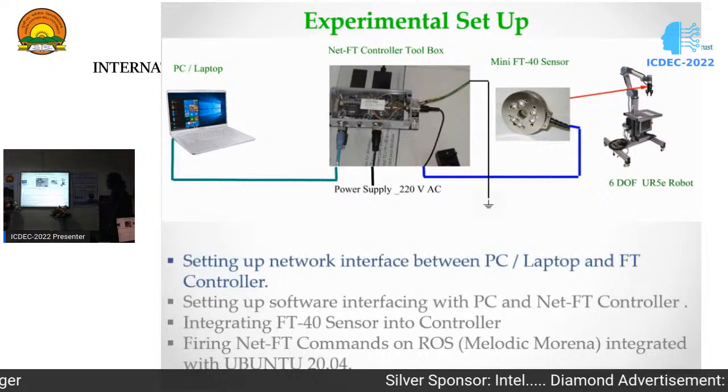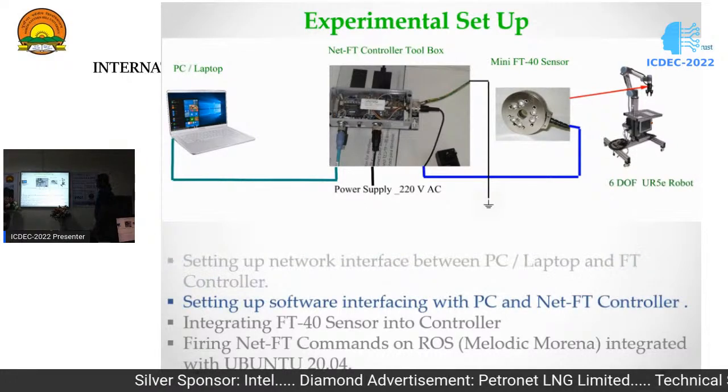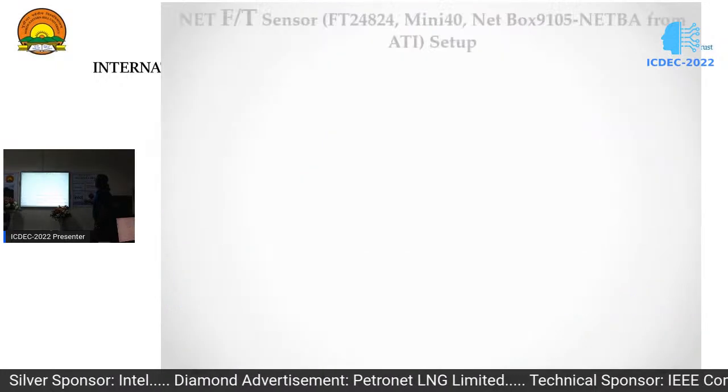So should I take this one? You go ahead. Please show your results now, where you have measured your force and torque.